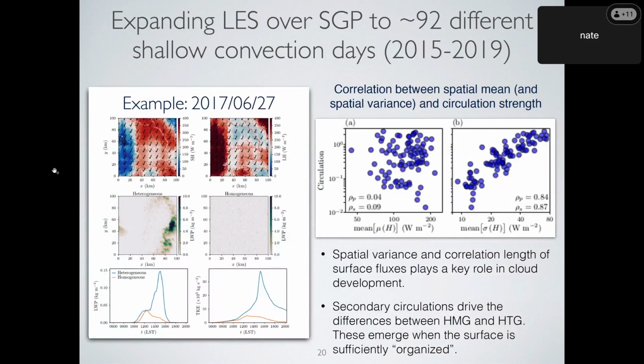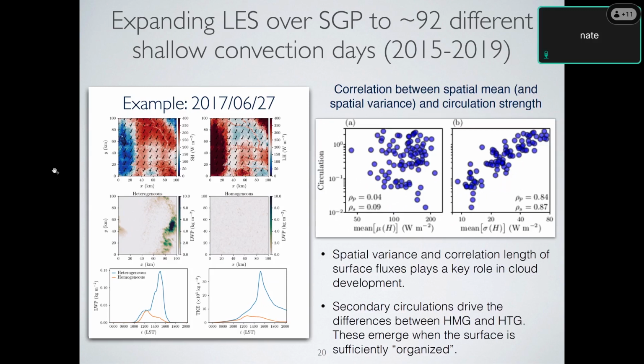One of the follow-ons to that work was expanding this LES to 92 different shallow convection days. I'm not going to go into too many details, but on the right, each of those points is a day. What we're trying to figure out is whether there is a connection between the spatial mean sensible heat flux and the circulation strength. We know that a circulation emerges in the heterogeneous versus the homogeneous case. How predictive is that? Can the spatial mean of sensible heat flux predict that? And the answer is no.